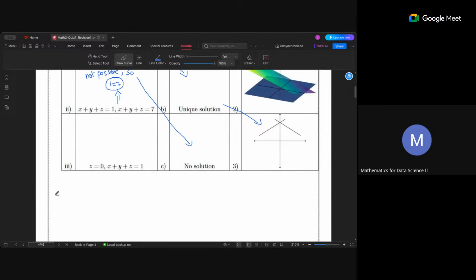By the way, what is the general form for a plane? Ax plus by plus cz equal to d. And if d equals 0, the plane passes through the origin.